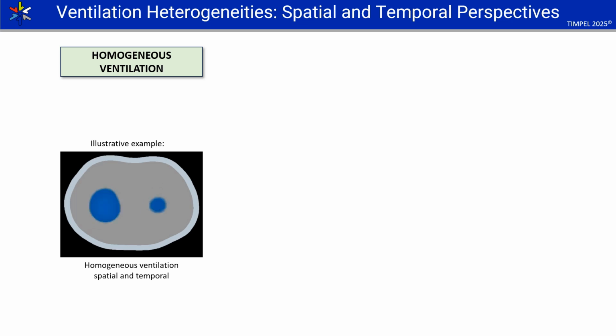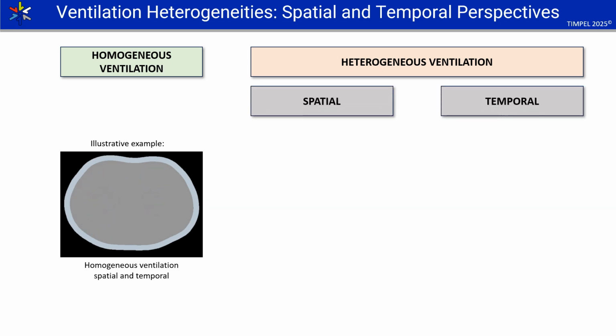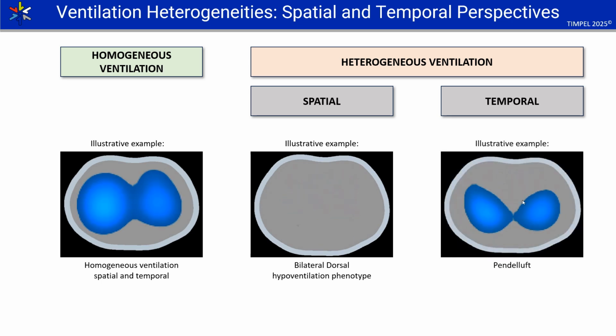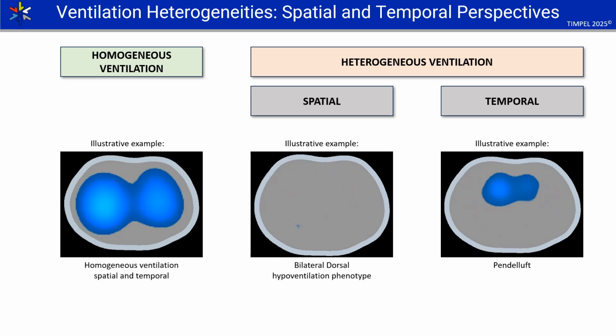Ventilation can be either homogeneous, as seen in the first video, or heterogeneous, which can be categorized into two fundamental groups, spatial heterogeneity and temporal heterogeneity. One illustrative example of spatial heterogeneity is the dorsal hypoventilation phenotype, as shown in the video. For temporal heterogeneity, I have chosen the often discussed Pendeluft phenomenon as an illustrative example.